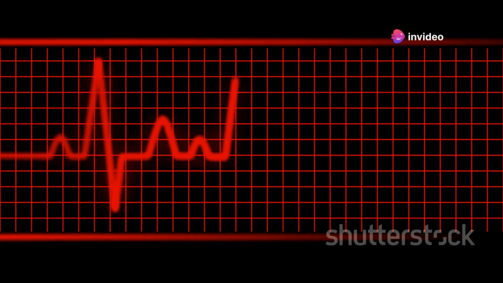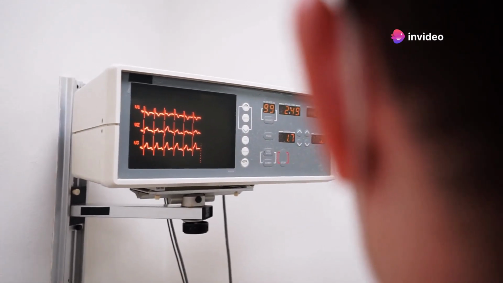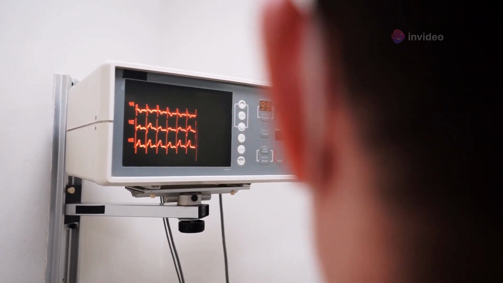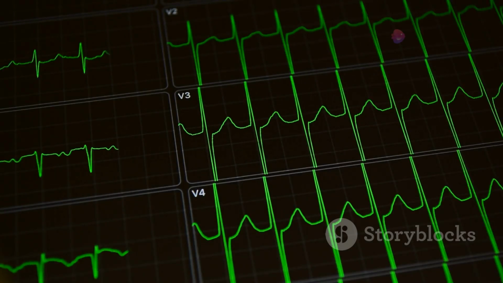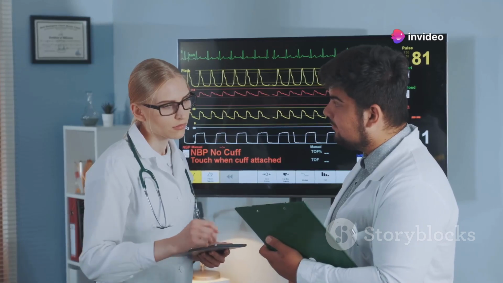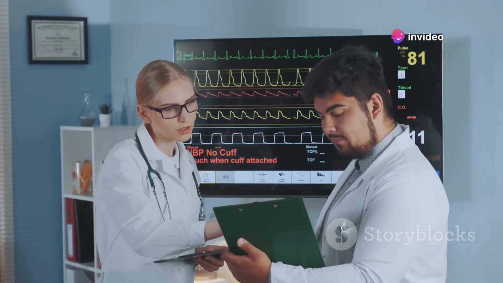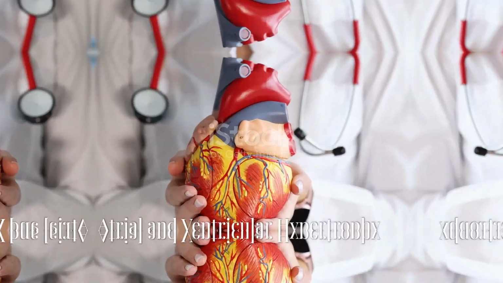A heart rate below 60 beats per minute is considered bradycardia, while a heart rate above 100 beats per minute is tachycardia. The rhythm of the heart, whether regular or irregular, is also readily apparent on the ECG. A normal heart rhythm, known as normal sinus rhythm, is characterized by regularly spaced P waves, each followed by a QRS complex. The ECG plays a critical role in identifying and characterizing arrhythmias, guiding appropriate treatment decisions.